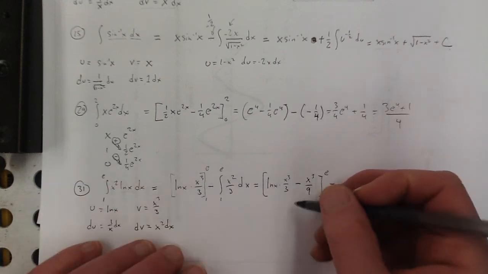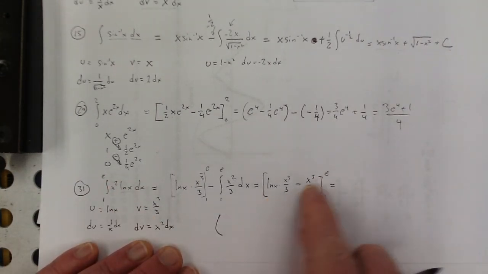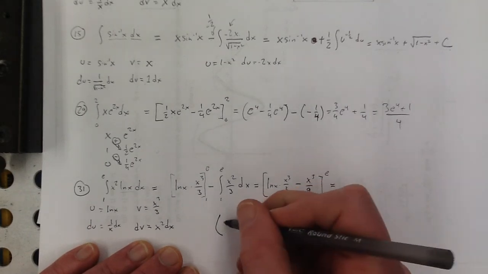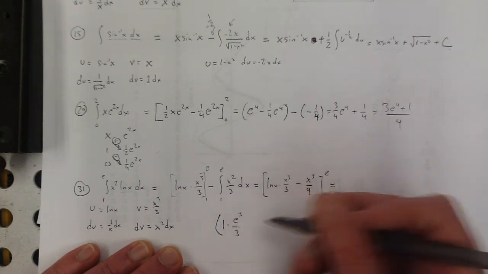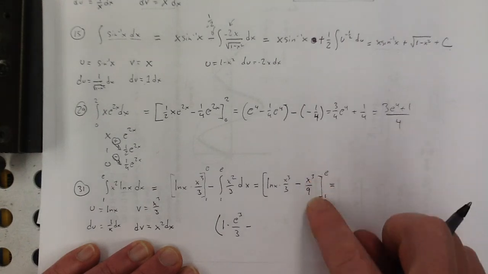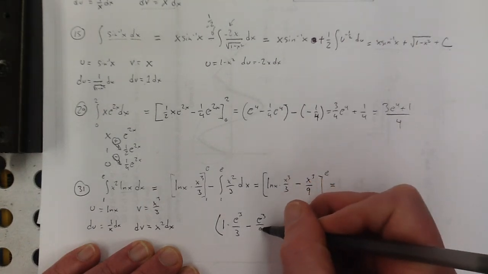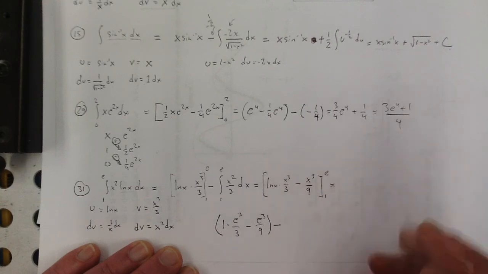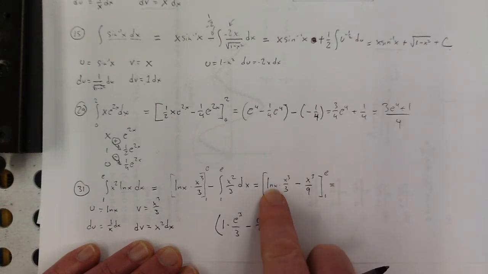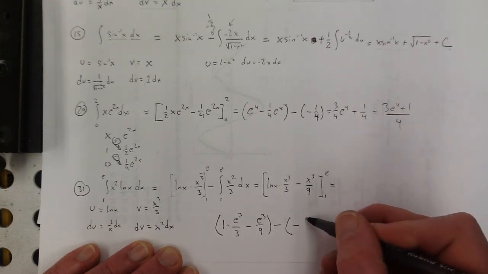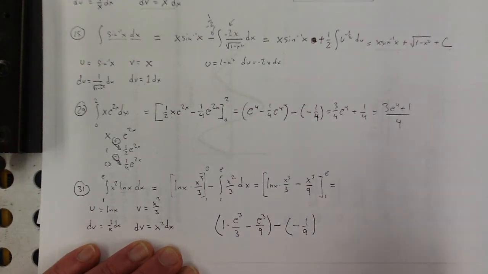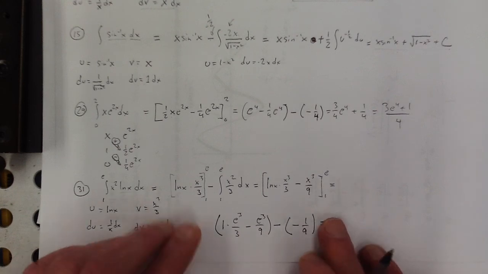Okay, so plugging stuff in. I've got natural log of e is 1 times e cubed over 3 minus e cubed over 9 minus, I plug a 1 in here, natural log of 1 is 0, so that term's gone, minus 1/9.